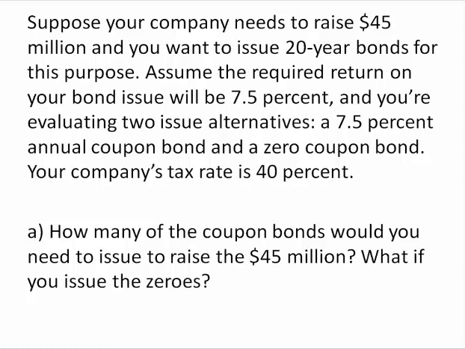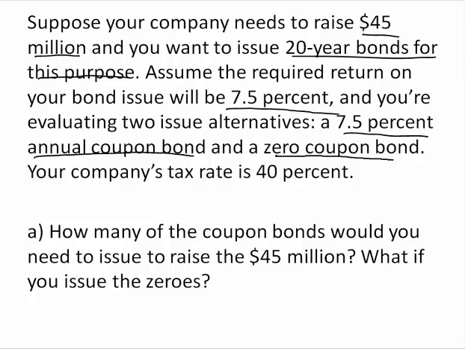We're told several things for this problem. Number one, we need to raise $45 million and we're going to issue 20-year bonds to do this. We're also told that the return on these bonds will be 7.5%, and we're looking at two different alternatives: a 7% annual coupon bond and a 0 coupon bond. Also, we're told that the company's tax rate is 40%.